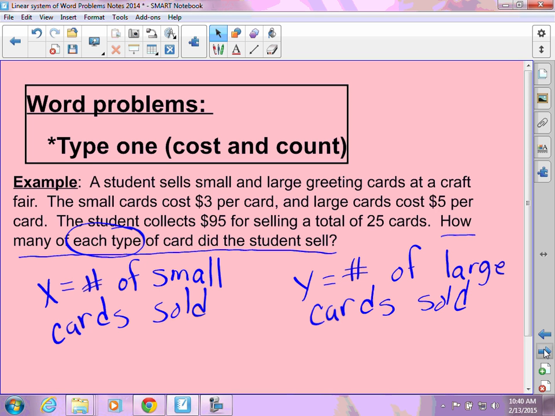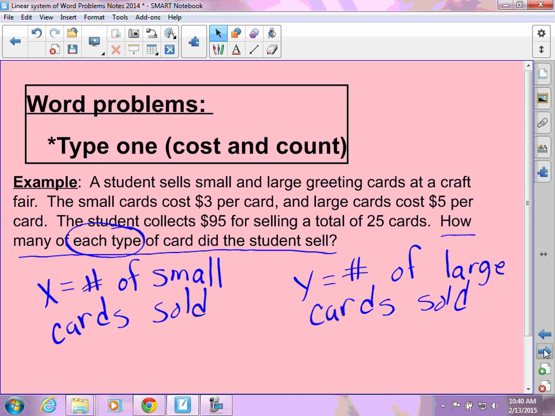Now, when you do X and Y, some kids will go X equals small cards. Well, what about the small cards? Is it the cost of them? Is it the number of them? Is it the color of them? You have to be really specific when you define your variables. Okay, so make sure you do that. Otherwise, it's like, what are you trying to find? All right, so step 2 is done.